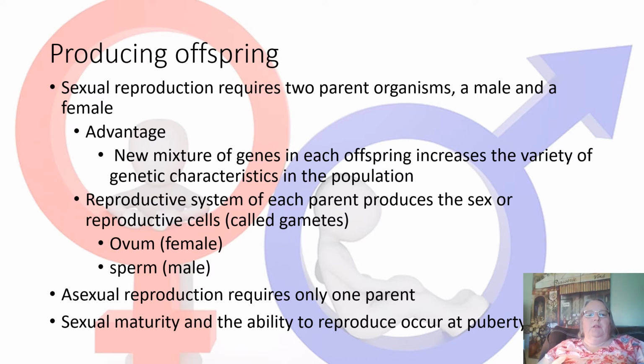The reproductive system of each parent produces the sex or reproductive cells called gametes. The gamete in the female is an ovum, and the gamete in a male is a sperm. There is a different kind of reproduction called asexual reproduction. That is, one parent produces an offspring genetically identical to itself. It is what we used to call cloning.